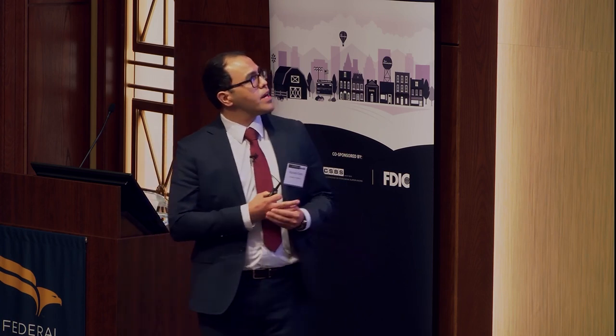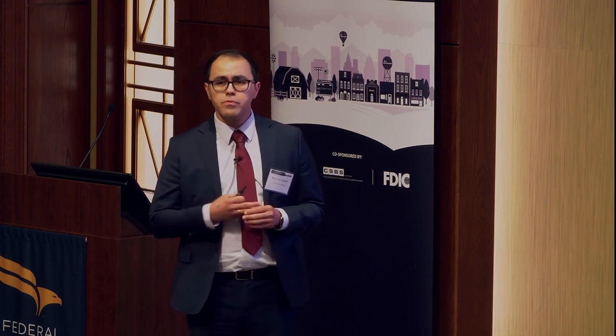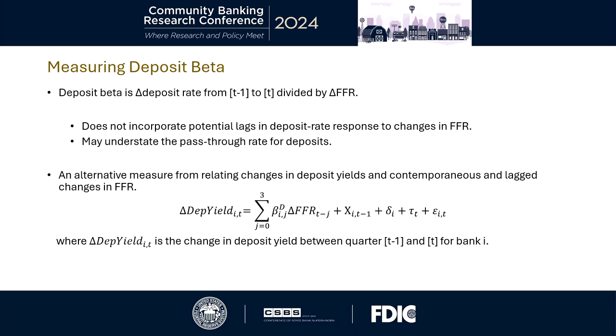So one thing that I need to explain is the pass-through rate. How we calculate the deposit pass-through rate, which we're going to call deposit beta. So deposit beta is basically a change-on-change ratio. Our numerator would be the change in bank's deposit rate between 2 quarters, and our denominator would be the change in effective Fed funds rate for the same time period.